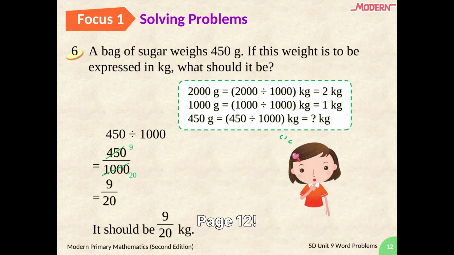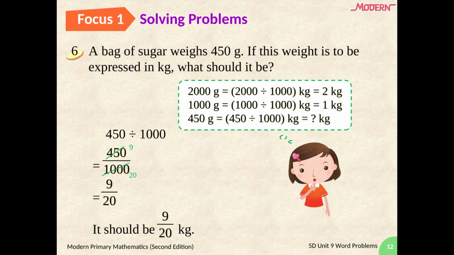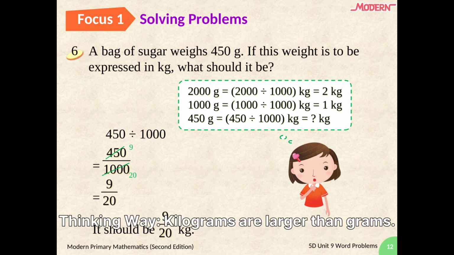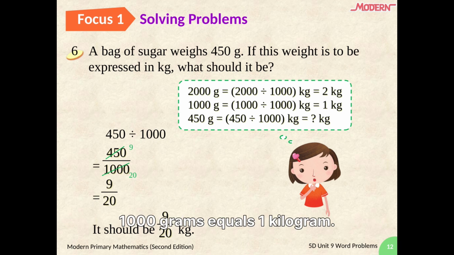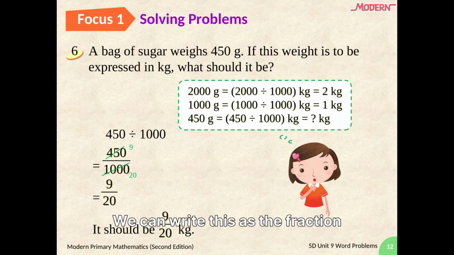Great work! Page 12. A bag of sugar weighs 450 grams. How do we express this in kilograms? This is a very useful real-world skill. Thinking way. Kilograms are larger than grams. 1,000 grams equals 1 kilogram. So, to convert g to kg, we divide by 1,000. Our calculation is 450 divided by 1,000. We can write this as the fraction 450 over 1,000.